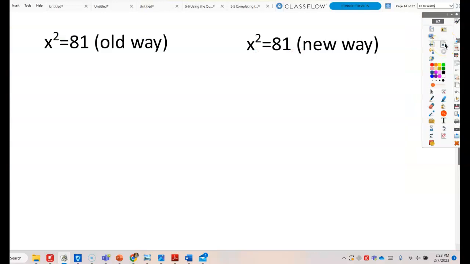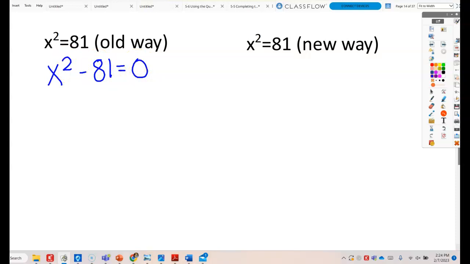So we're going to look at x squared equals 81 twice. We're going to look at the old way and the new way. So the old way, you would say x squared minus 81 equals 0.